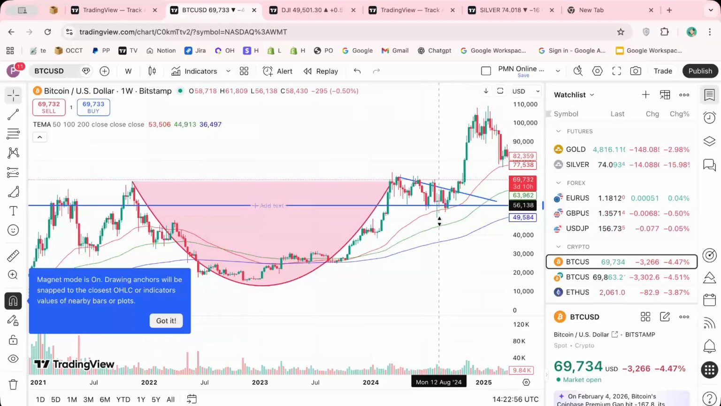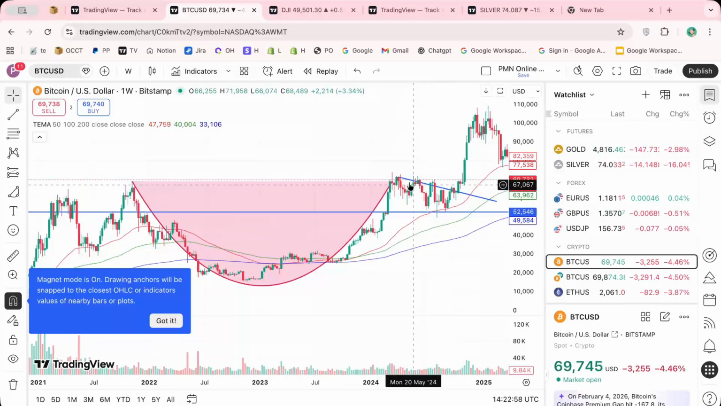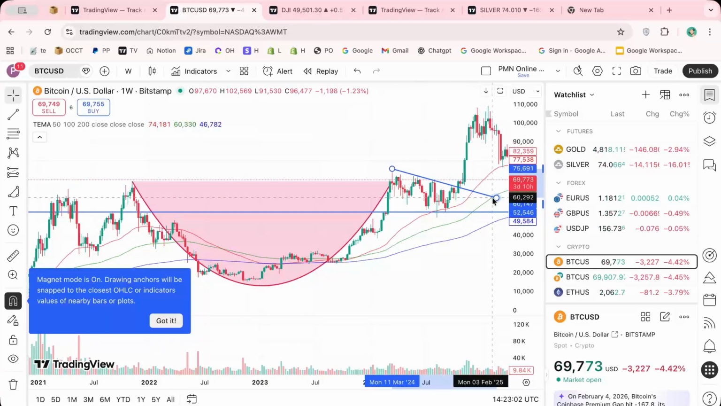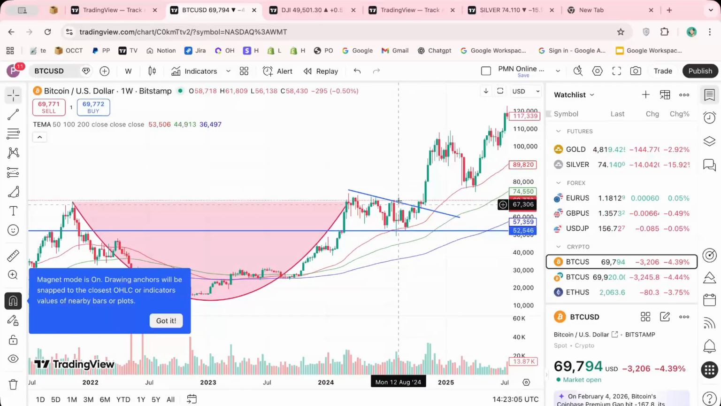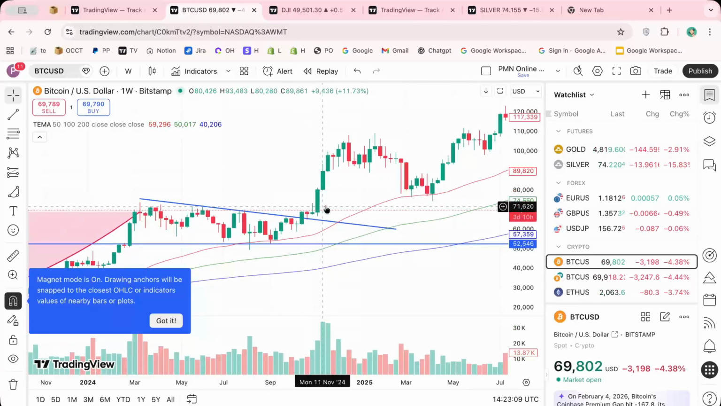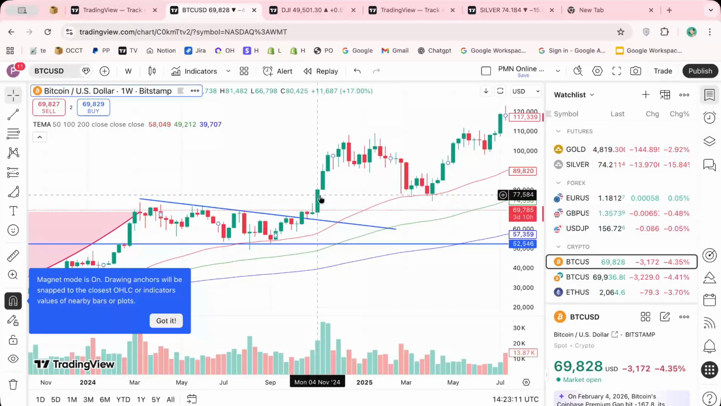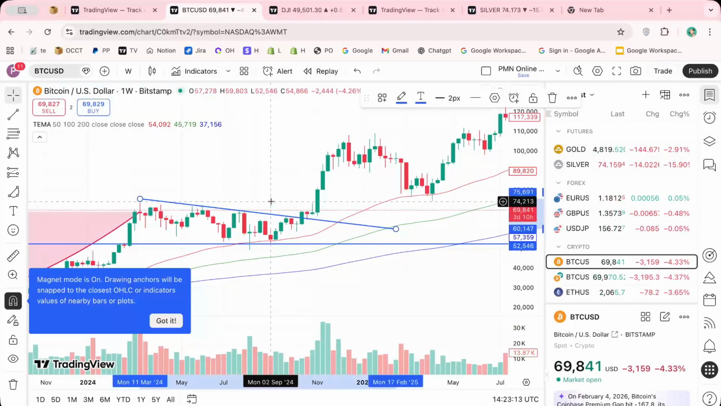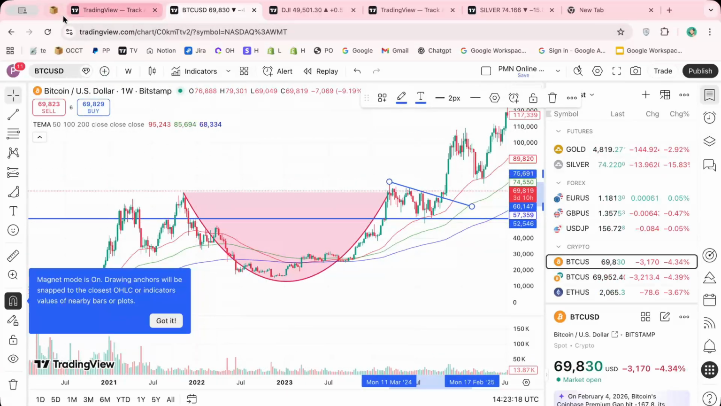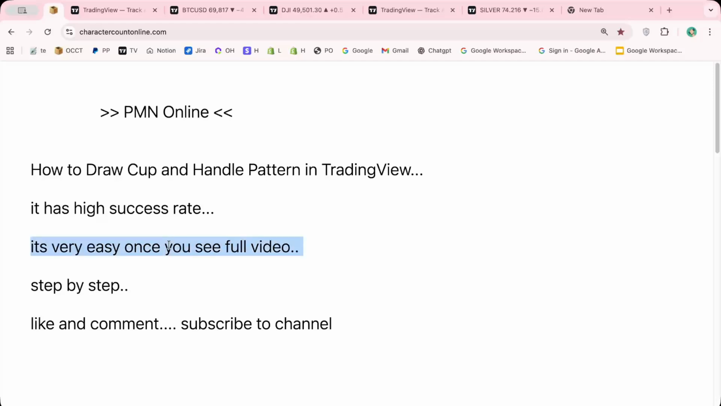Take a moment to review your drawing. The complete cup and handle pattern should now be visible on your TradingView chart, offering you a clear visual aid to identify potential trading opportunities. Remember to keep an eye on any breakout signals near the resistance level, as these can provide insights into possible entry points. By following these steps, you can effectively draw and use the cup and handle pattern in TradingView, helping you make more informed trading decisions.